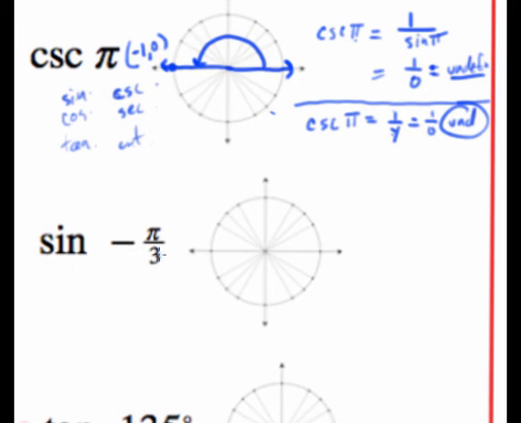Okay, sine of negative pi over 3. So that's where we start. Because the angle is negative, we're just going to go in the opposite direction. So this is going to be pi over 6, 2 pi over 6, which is pi over 3. So this angle here would be a negative pi over 3.